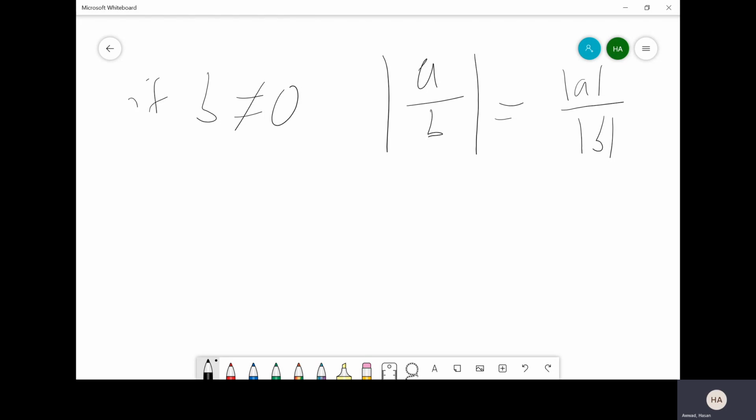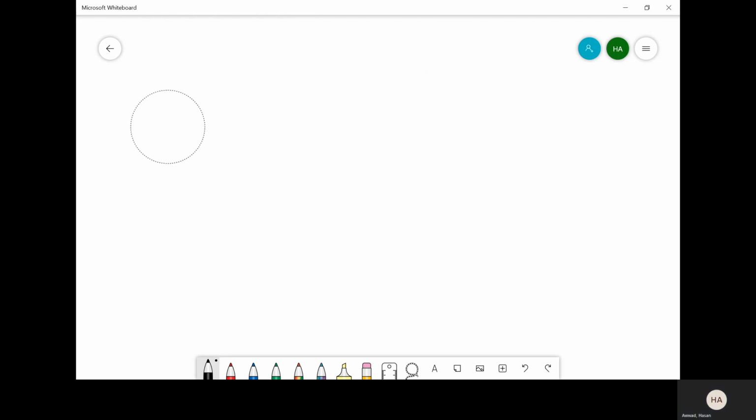You can't have divided by 0 in a fraction, so b can't be 0, but otherwise this is going to be very similar to multiplication, right? If you have division going on inside of an absolute value, you can split it up. If you have multiplication going on inside of an absolute value, you can split it up. Okay.